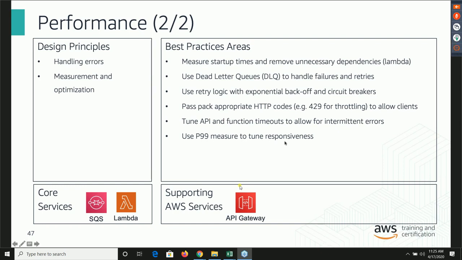So in terms of timeouts, timeouts are a little bit interesting, because you do not want max timeout all the time, because then you are paying for your function waiting for results. So you do want to keep it minimum, but not so much that even intermittent errors or some delays cause functions to time out.